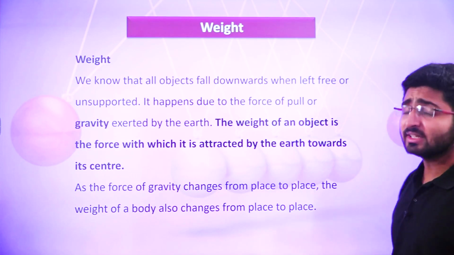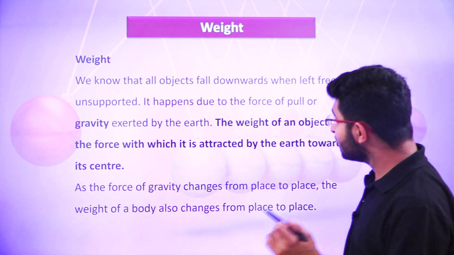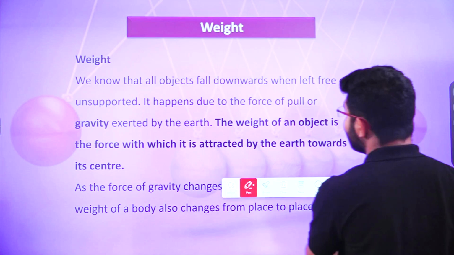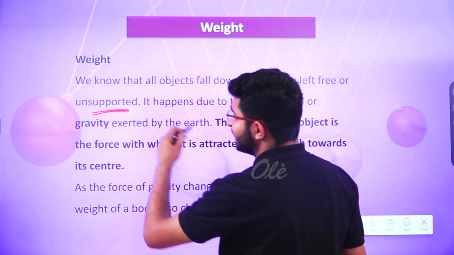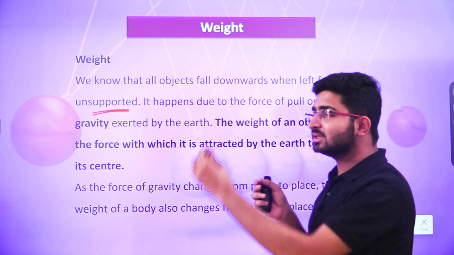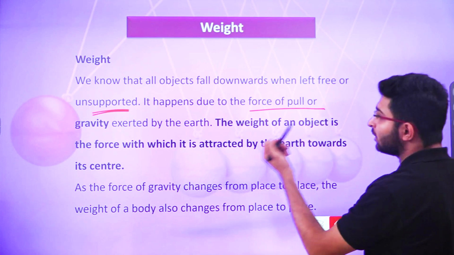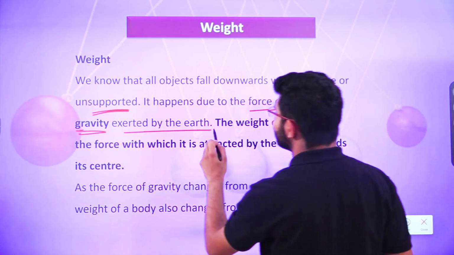Now moving ahead, we have the next topic, that is weight. Now you will be wondering, what is weight? We know that all objects fall downwards when left free or unsupported. We know that very well. If I am just dropping it free, what will happen? It will go down under the gravitational force, right? So it happens due to the force of pull or gravity exerted by the earth.